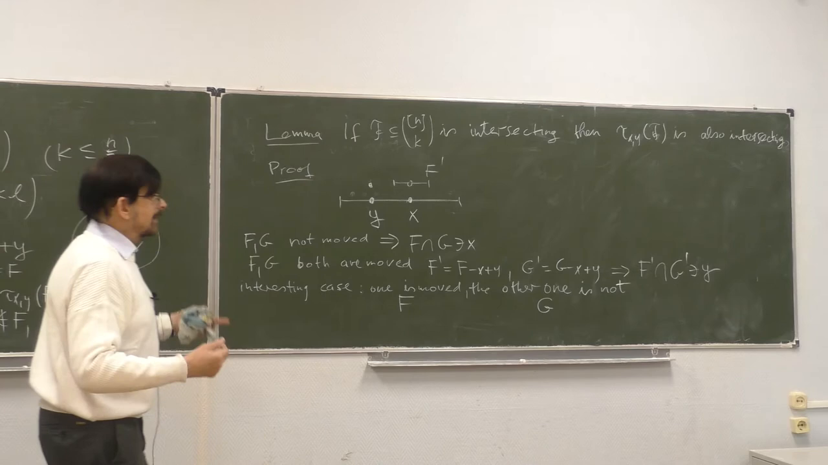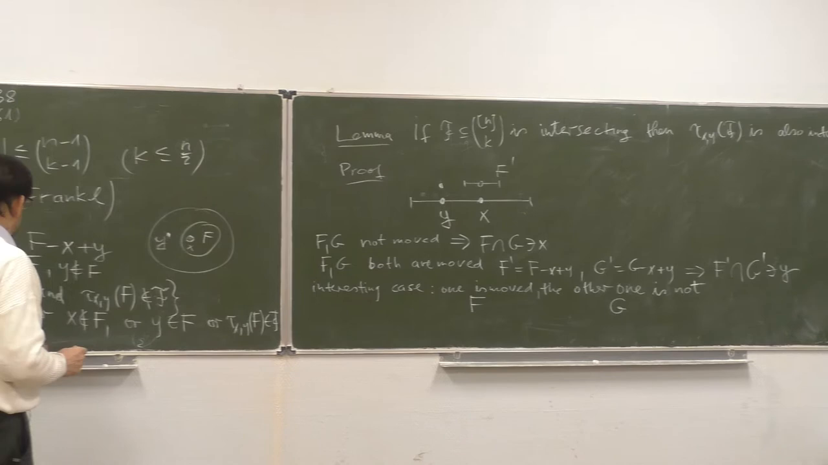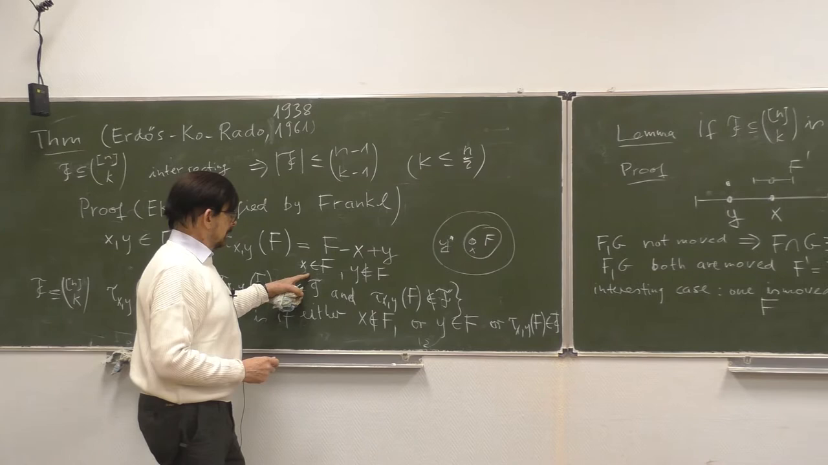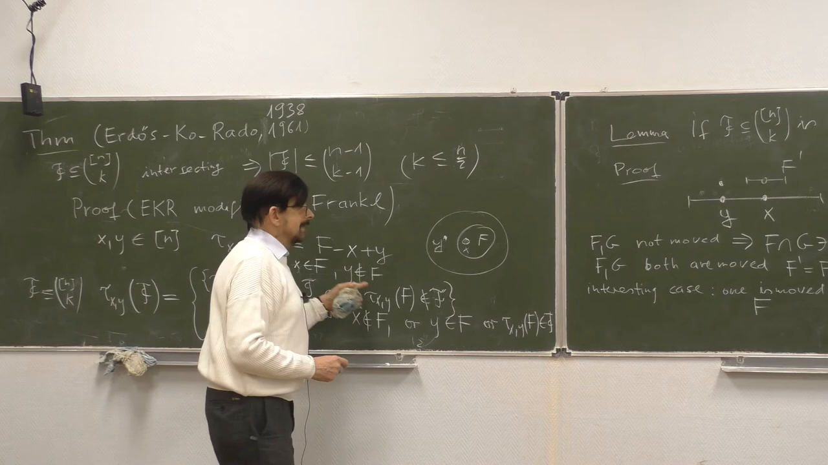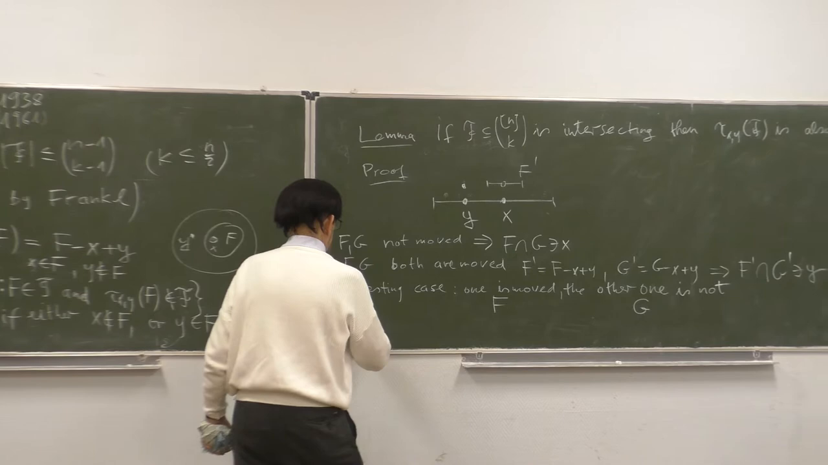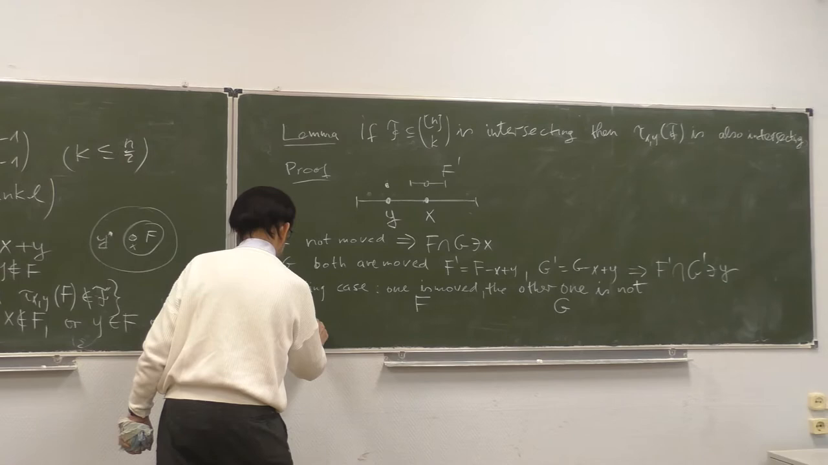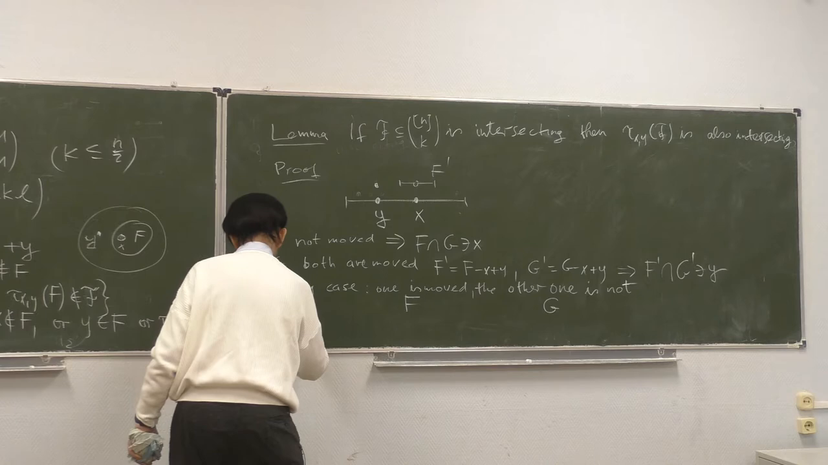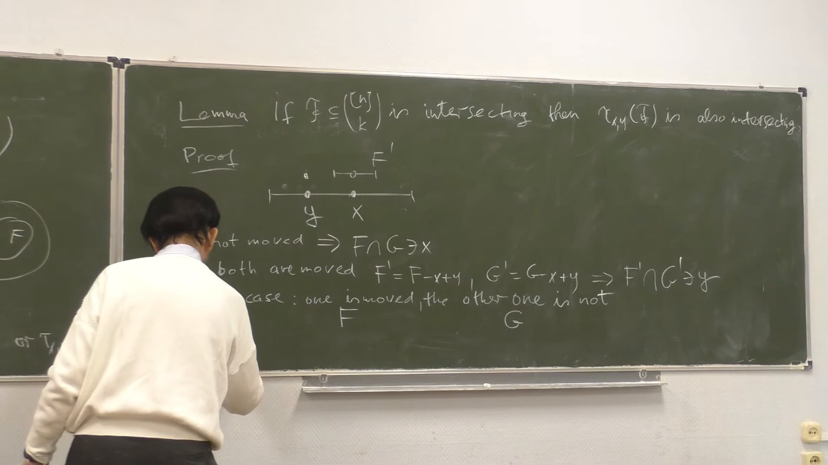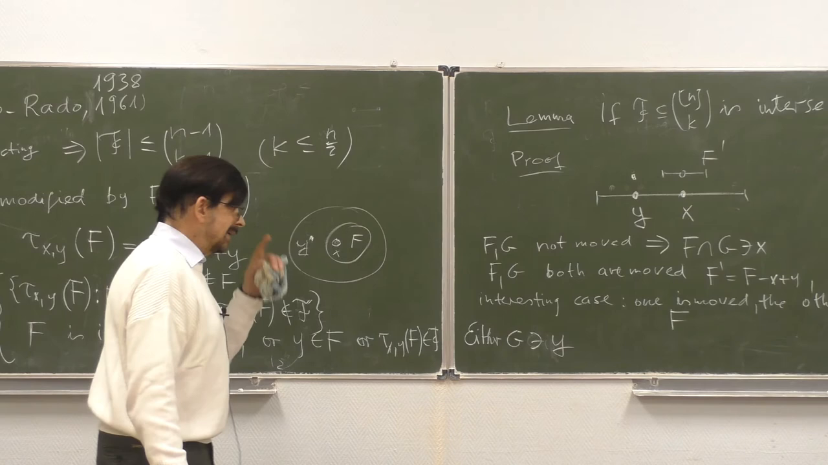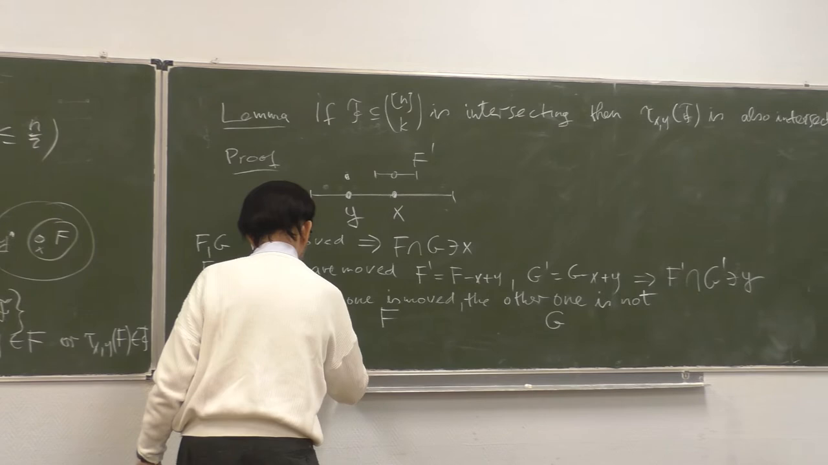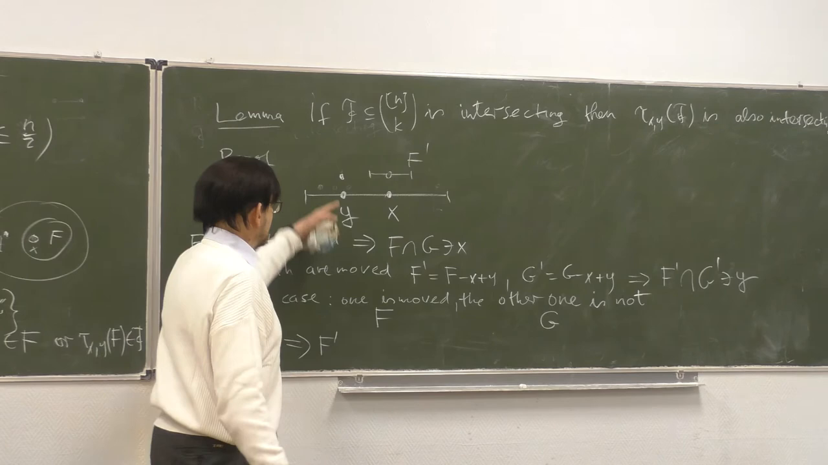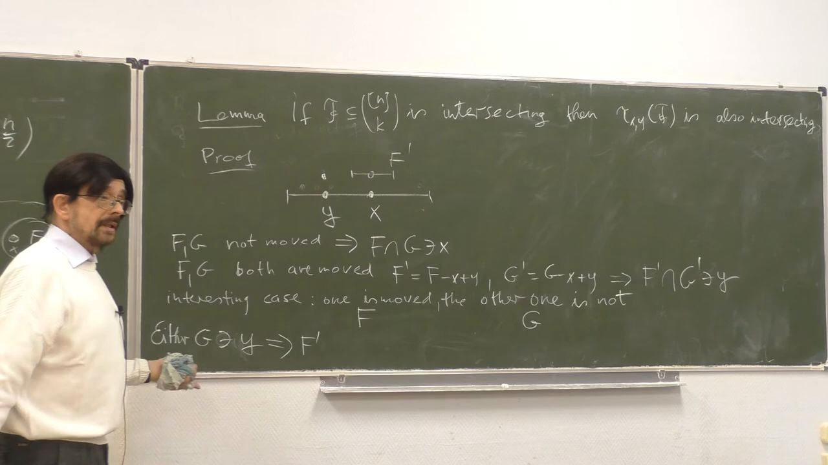So there are several ways why it is not moved. That condition doesn't hold, so when G is either, yeah, either G contains Y. If it contains Y, then the moved family or moved set again contains Y, and G, we didn't move G, it still contains Y.